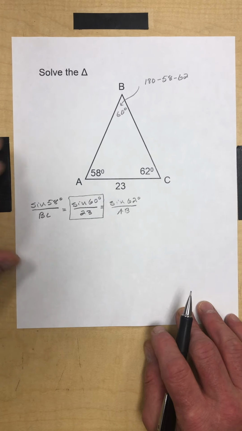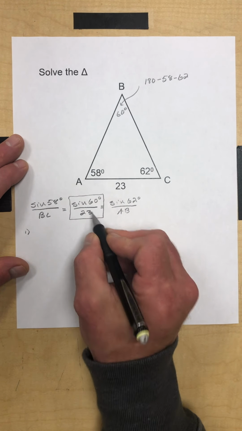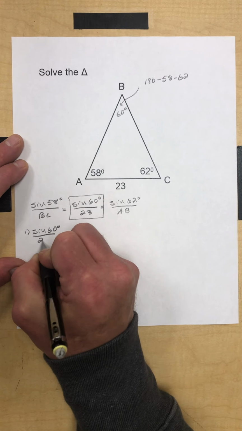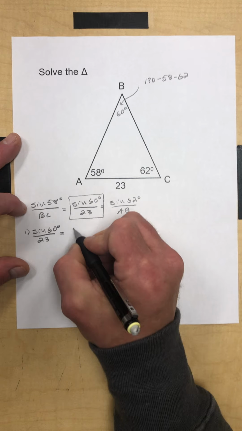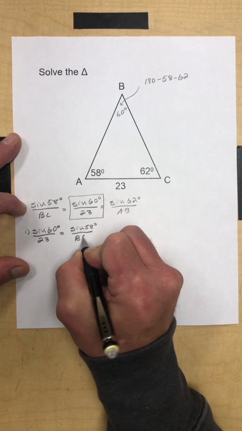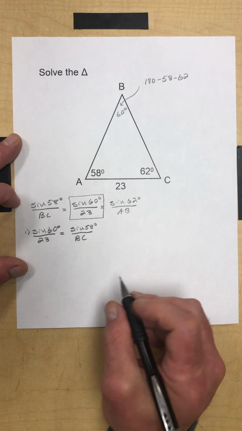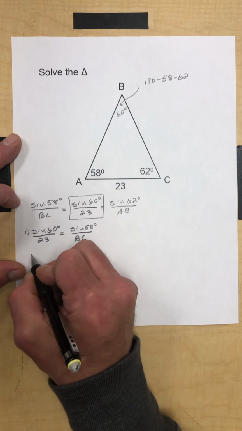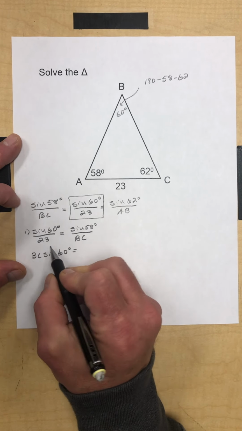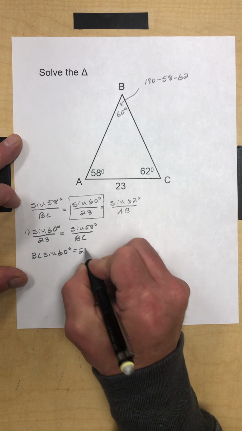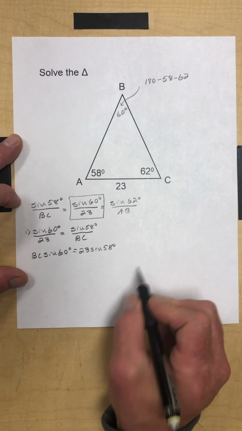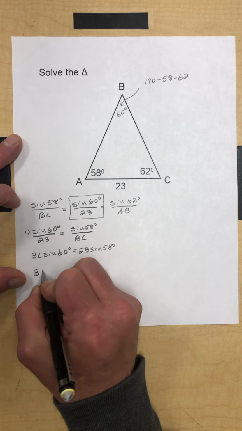So this is the one I use to find BC and then AB. So let's find BC first. Okay, so first thing I do is I take my cornerstone ratio, sine of 60 degrees over 23, and I set it equal to sine of 58 degrees over BC. And I've got a proportion, so I use cross products. So I get BC times the sine of 60 equals 23 times the sine of 58. And then I divide both sides by the sine of 60 to get my BC.